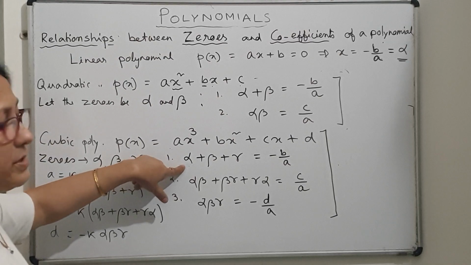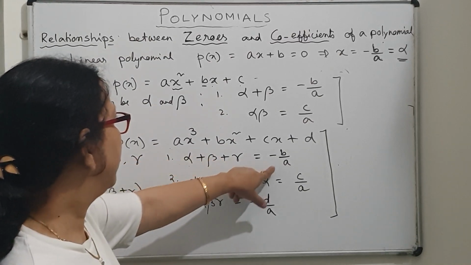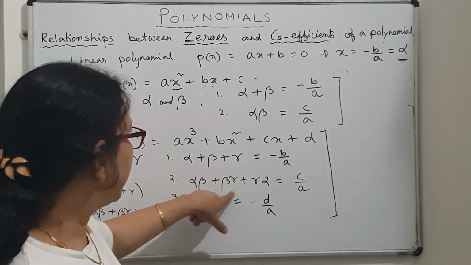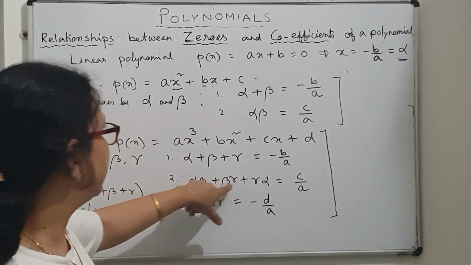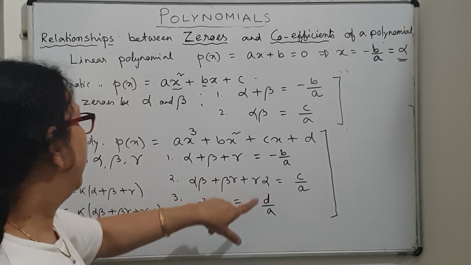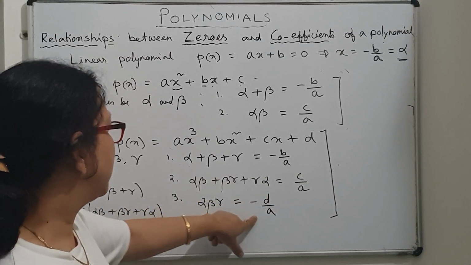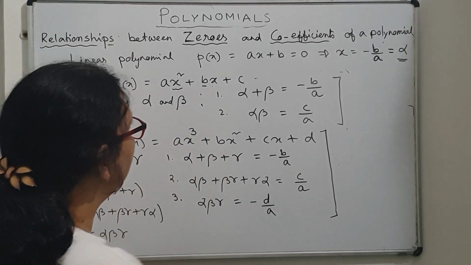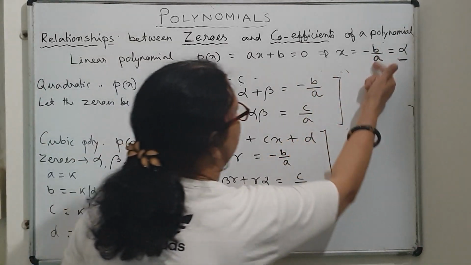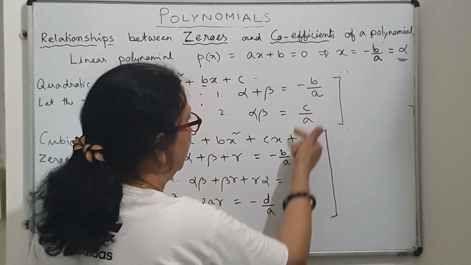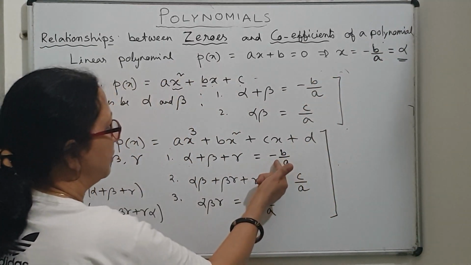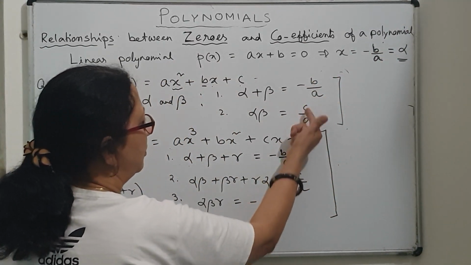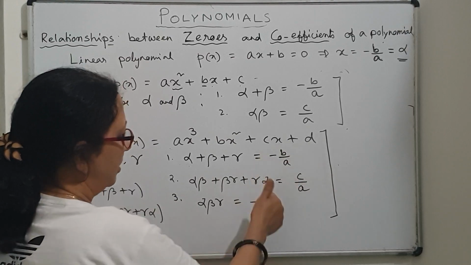The first one is always the sum of the zeros taken 1 at a time, then the sum of the product of the zeros taken 2 at a time, and then lastly the product of all the zeros. So in this way you go, and you see it always starts with minus b upon a. The first relation is always minus b upon a. The second relation is always c upon a. And the next in this way.